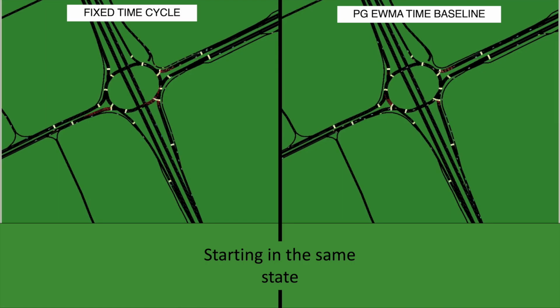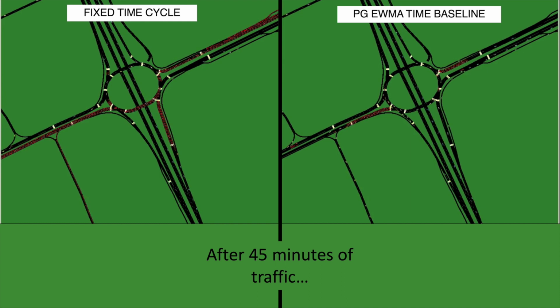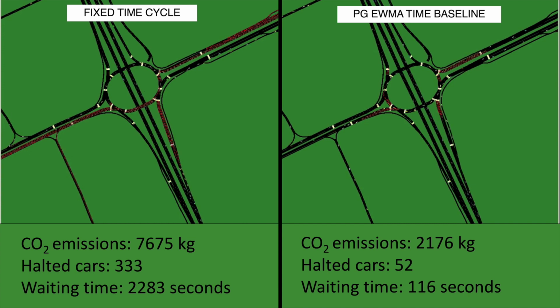In a side-by-side comparison, the fixed time cycle and the proposed method start to differ after already 15 minutes of simulation, with very long queues forming for the fixed plan while policy gradient manages to keep the traffic balanced. After 1 hour, the policy gradient agent exhibits substantial reduction in CO2 emissions, halting cars, and waiting time.